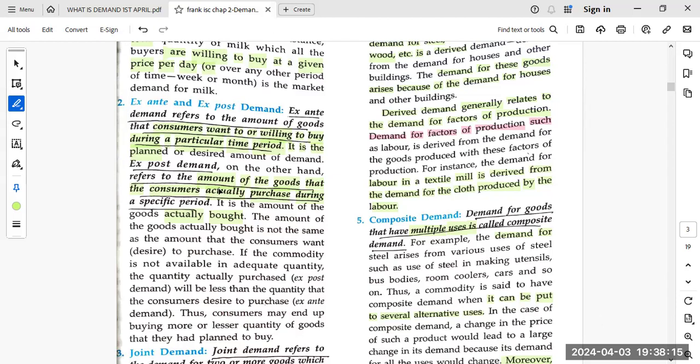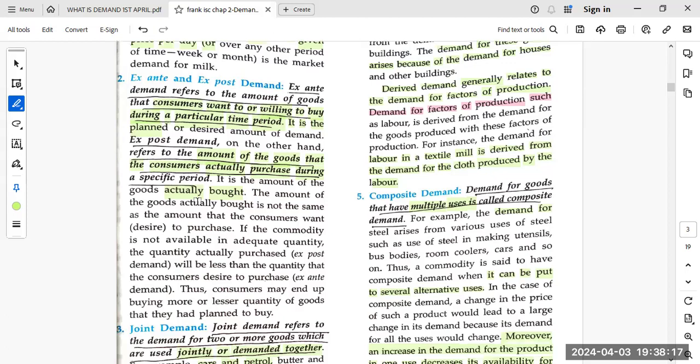Okay, no problem. Now next is ex ante and ex post demand. So what is ex ante and what is ex post demand? Ex ante demand refers to the amount of goods that consumers want to or are willing to buy during a particular period of time. It is just a planned demand or a desired amount of demand. And ex post demand, on the other hand, refers to the amount of goods that the consumers actually purchase during a specific period. It is the amount of the goods actually bought.